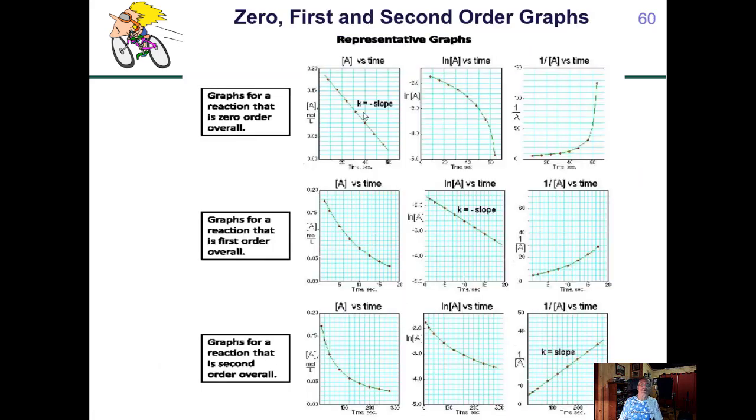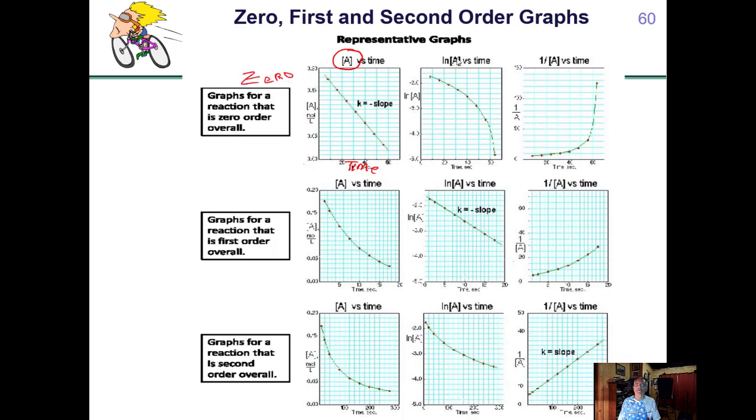Okay, here is a way to use graphical data to determine whether your reaction is zero, first, or second order. So you get a set of data, and you don't know whether it's zero, first, or second. Presumably it's one of those. All right, if I graph concentration versus time, this is time on the x-axis here, and I get a straight line with a negative slope, I know that this is a zero order reaction.